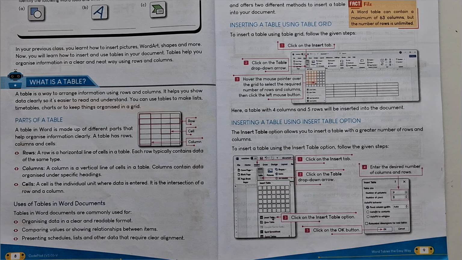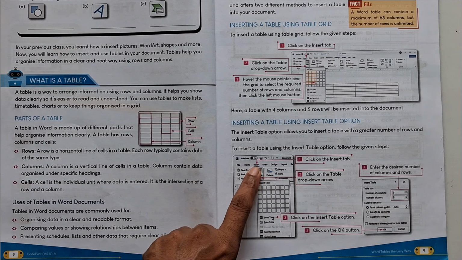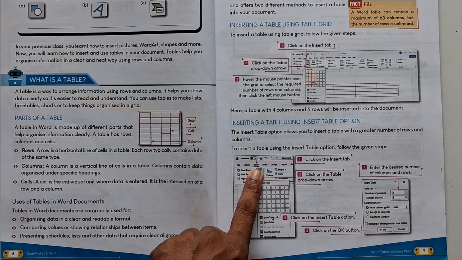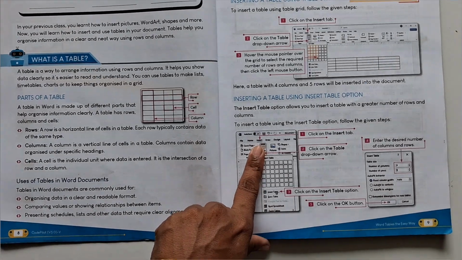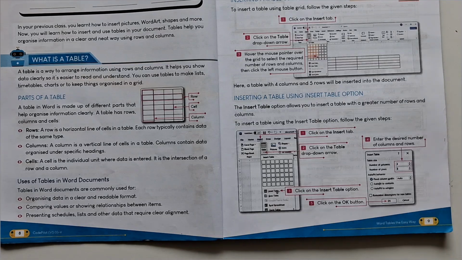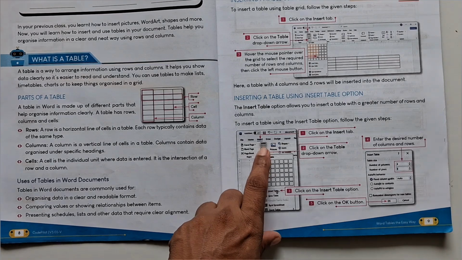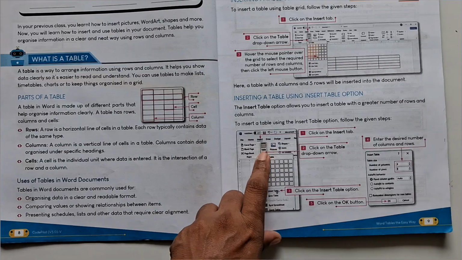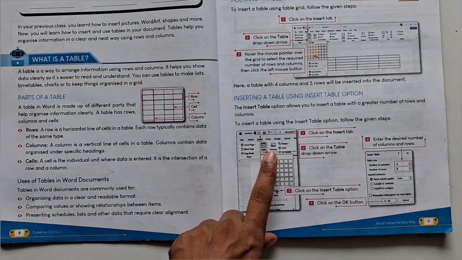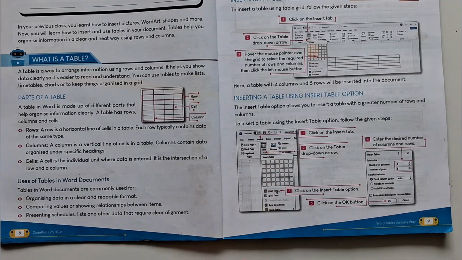Kids, always remember, when we want to form a table, the first step is to click on the insert button. On the upper side you can see the insert button, click there. Okay, then second one, click on the table drop down arrow. You can see the table picture and the word table, and here is a drop down arrow, click there.